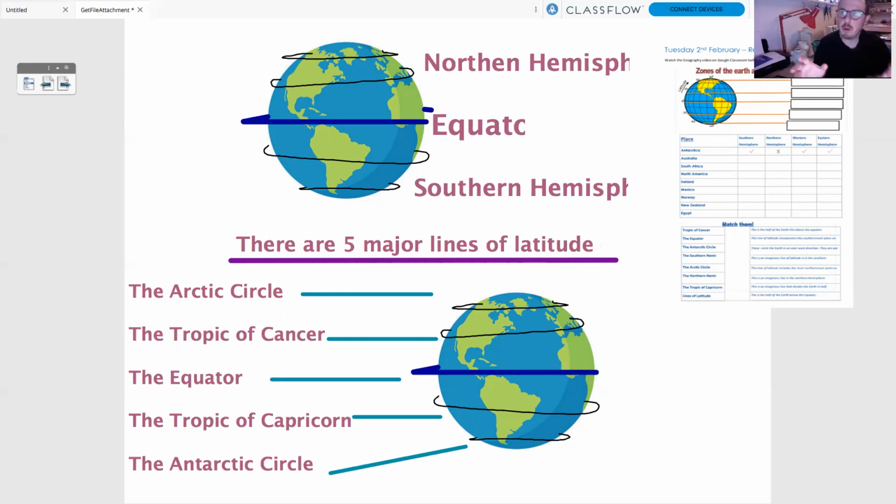So if you'd like, pause the video and fill out the diagram on the top of your sheet before you move on, okay? Because those are the 5 major lines of latitude, those imaginary lines that we talked about. Okay, let's pause now. Did you pause? You ready to move on? I think you're ready to move on.